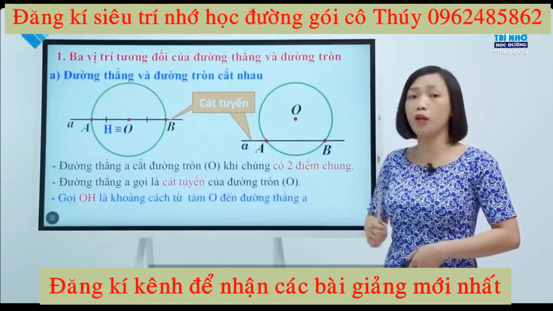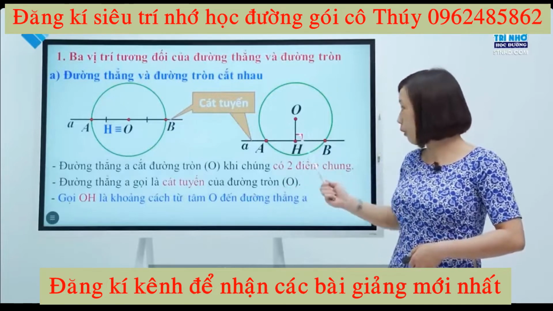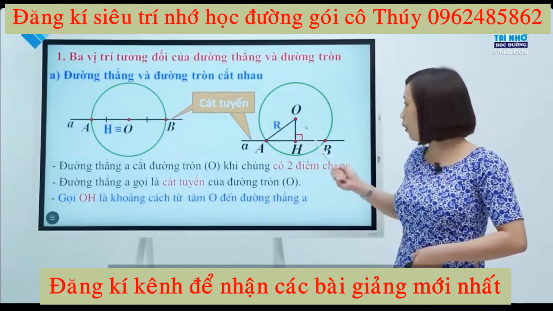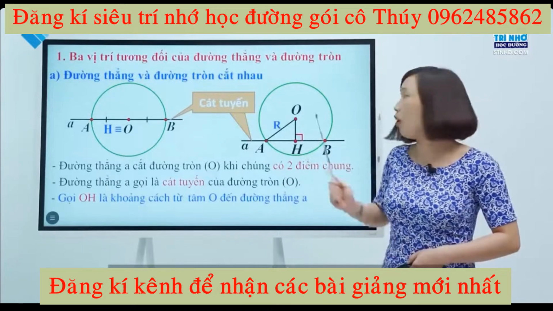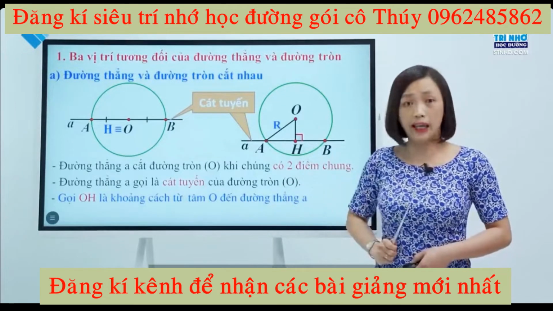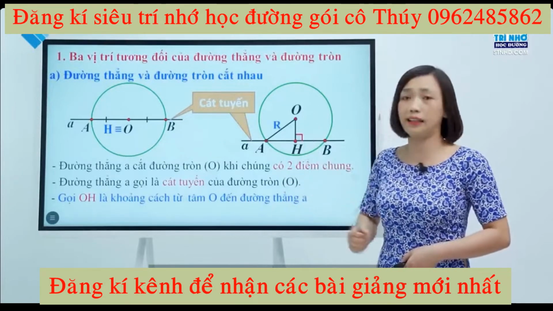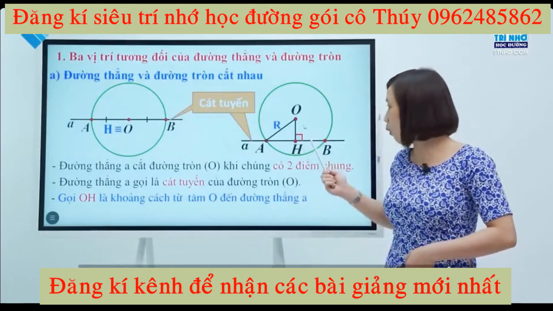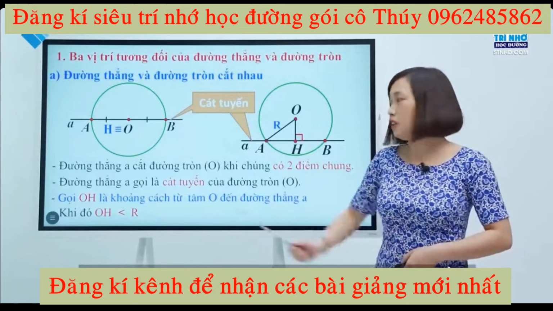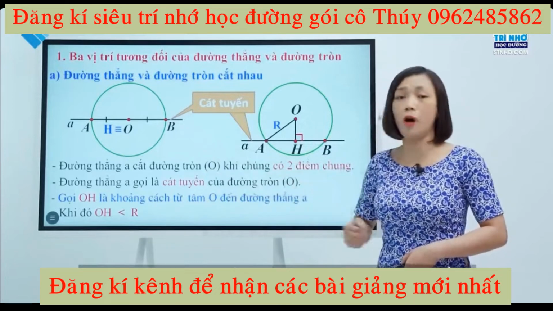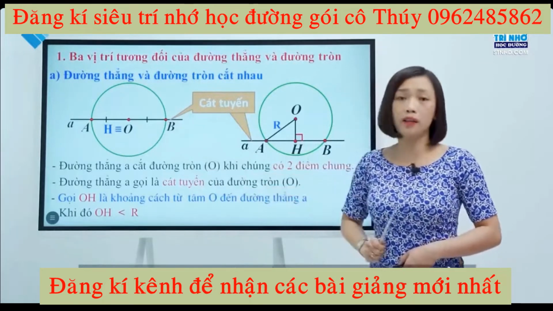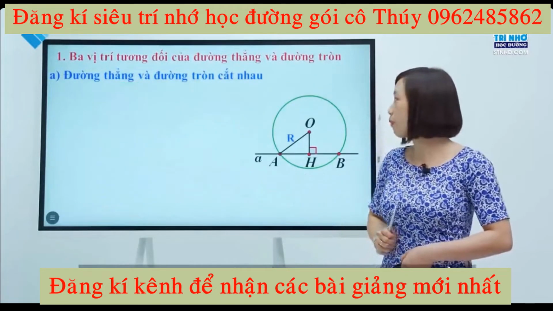In the second case, line a does not pass through the center O. After drawing OH, we see that OH belongs to the right triangle OHA, and because it is the right side, it is smaller than the hypotenuse OA. Thus, we get OH is smaller than R. Therefore, when a line intersects a circle, we get OH is smaller than R.